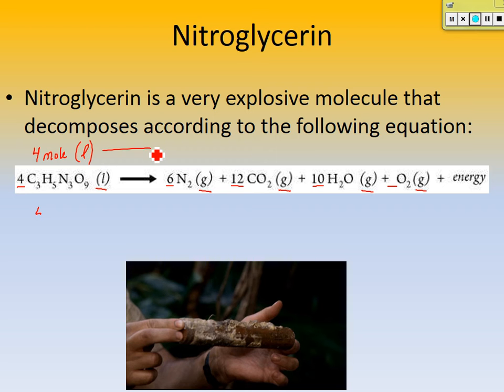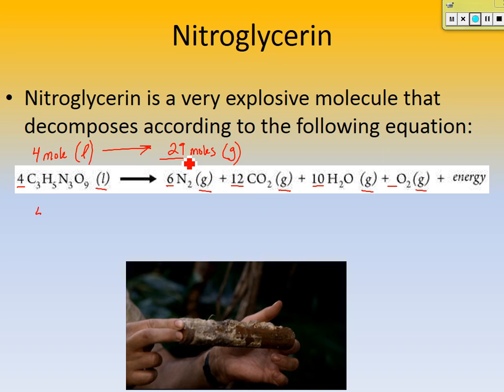Now, when nitroglycerin forms all these products, how many moles do we have? What's 6 plus 12 plus 10 plus 1? What is it, guys? 29. 18 plus 10 is 28, 29. So we got 29 moles. In which phase? The gas phase, which is more disordered, and we got way more moles.